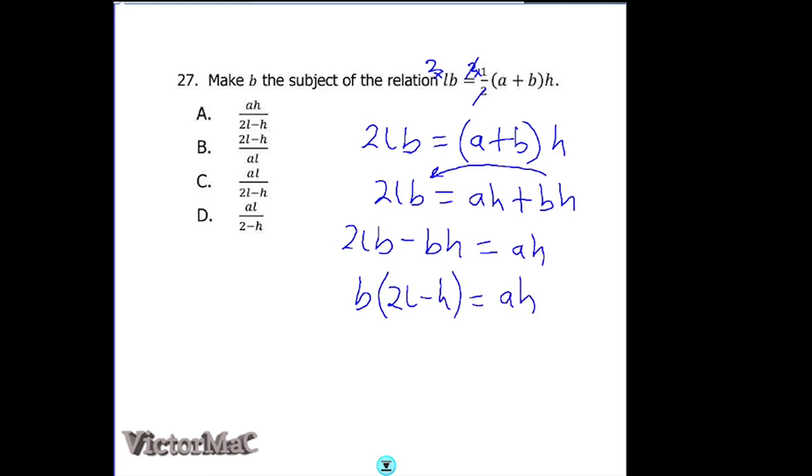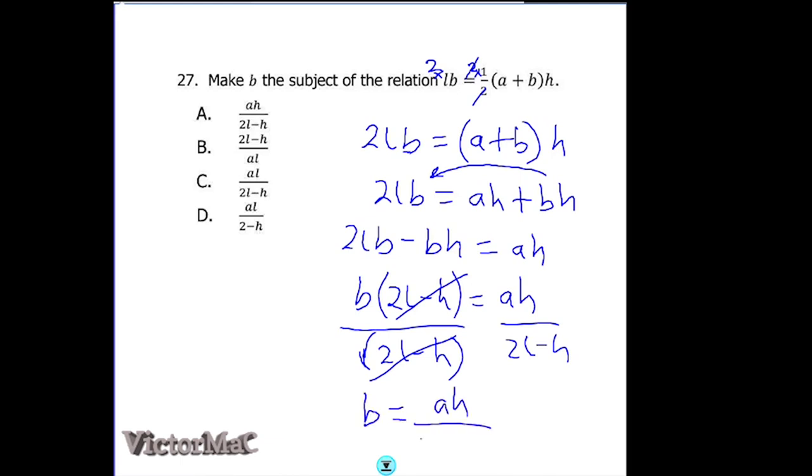Divide both sides by this 2L minus H. Of course, this will cancel out this. You can put in a bracket like this, so they cancel out. B is actually AH over 2L minus H, and that is option A. Option A is the correct answer.